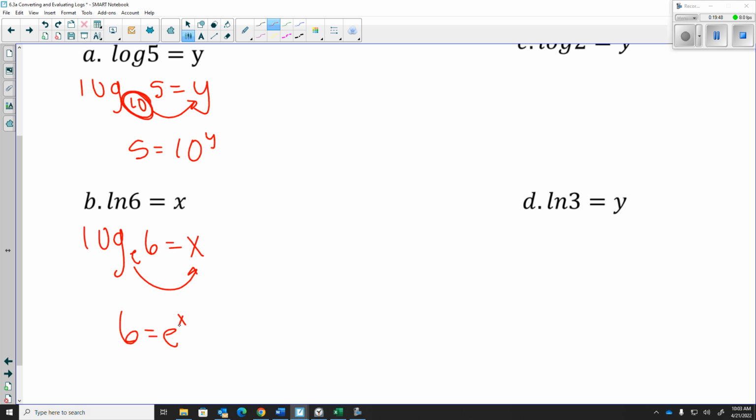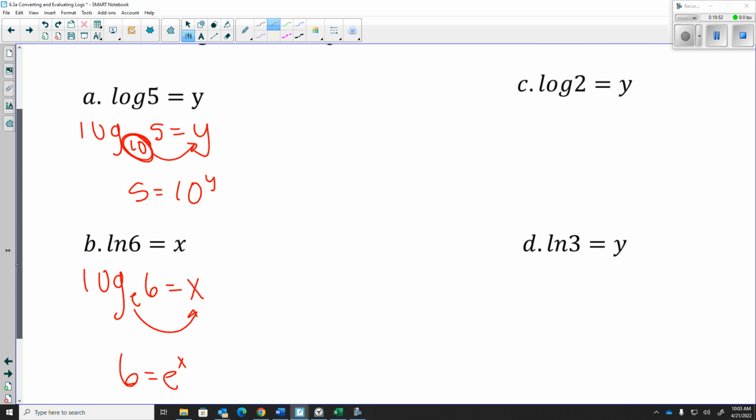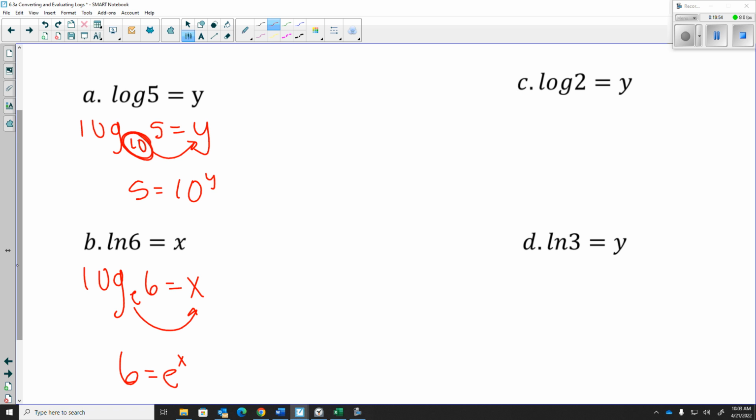See what I mean? Just for like a minute. This should not take very long. Try those two right there, just to solidify it. It should not take us very long.